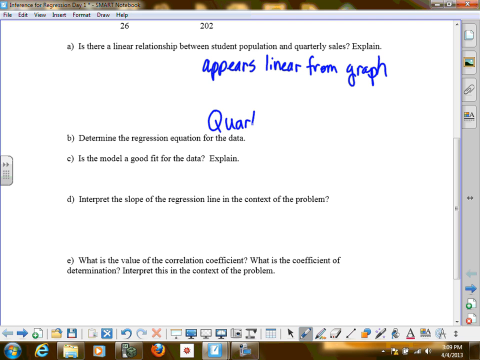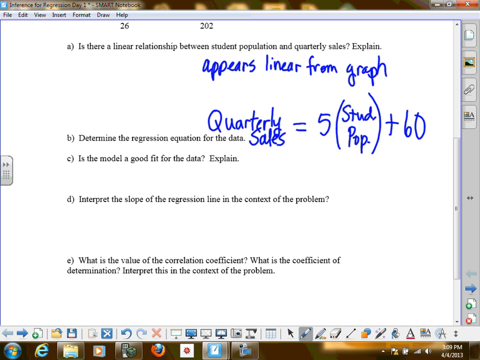Good. So our quarterly sales equals 5 times the student population. Of course, these are in thousands, plus 60. And then there is something very important missing. This statement is too exact. This is saying every single point or every single observed piece of data is going to be 5x plus 60.